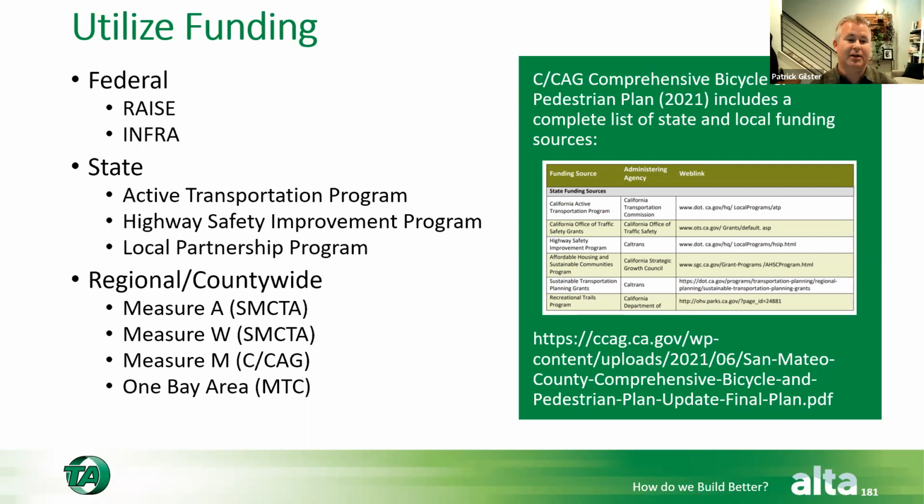We also have the Highway Safety Improvement Program and the Local Partnership Program. For the Local Partnership Program, sales tax agencies like CCAG and the TA get a discretionary portion, and there is a competitive portion.